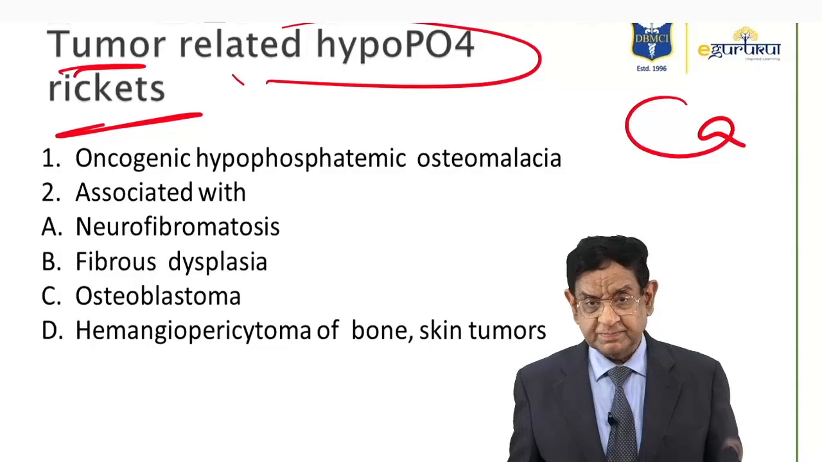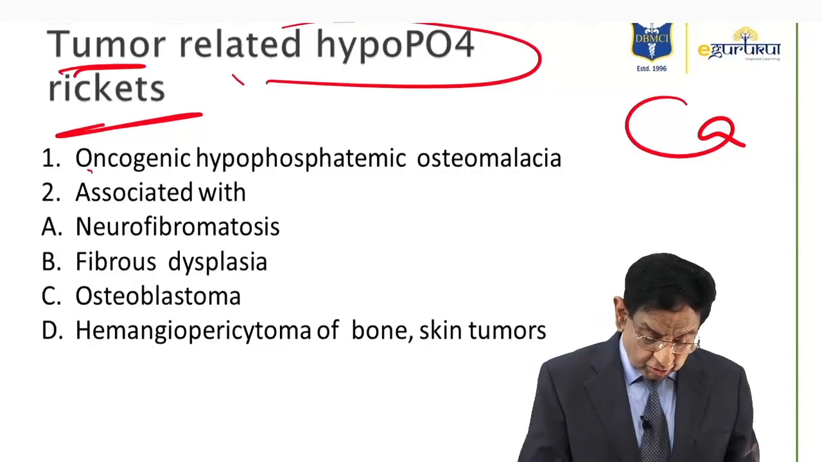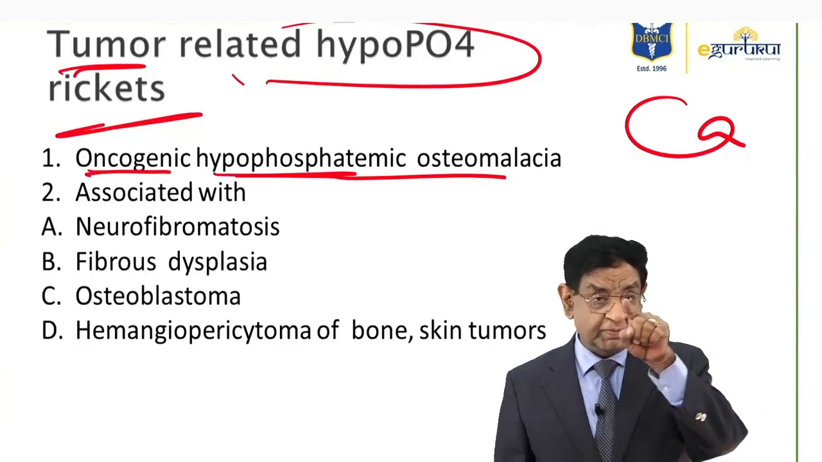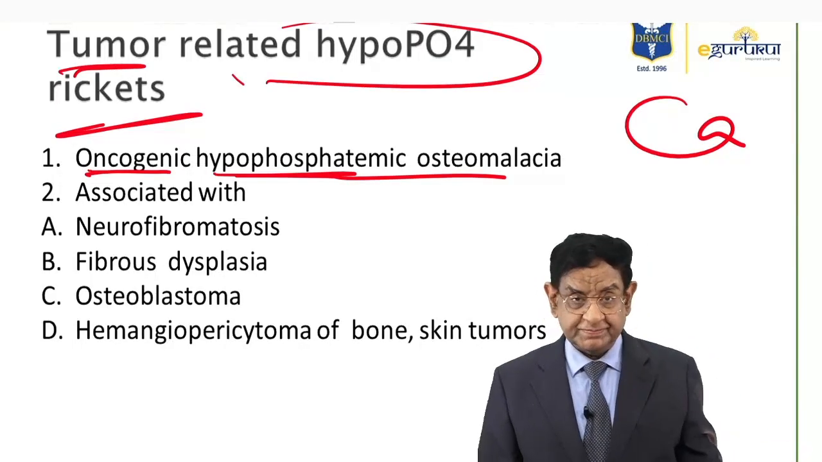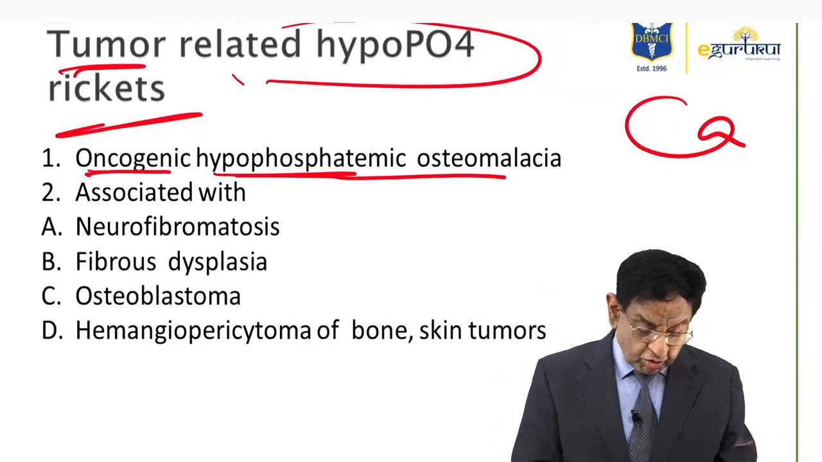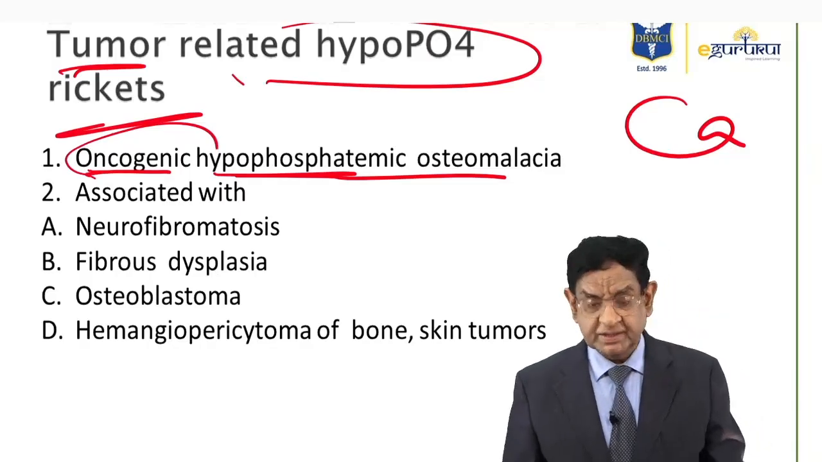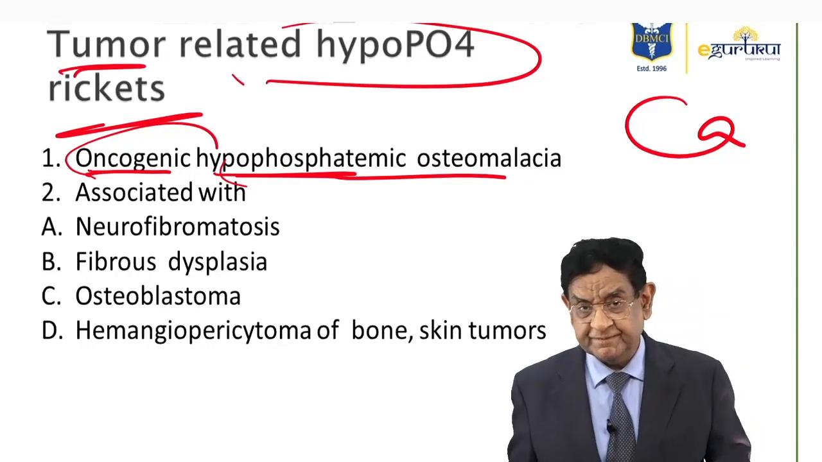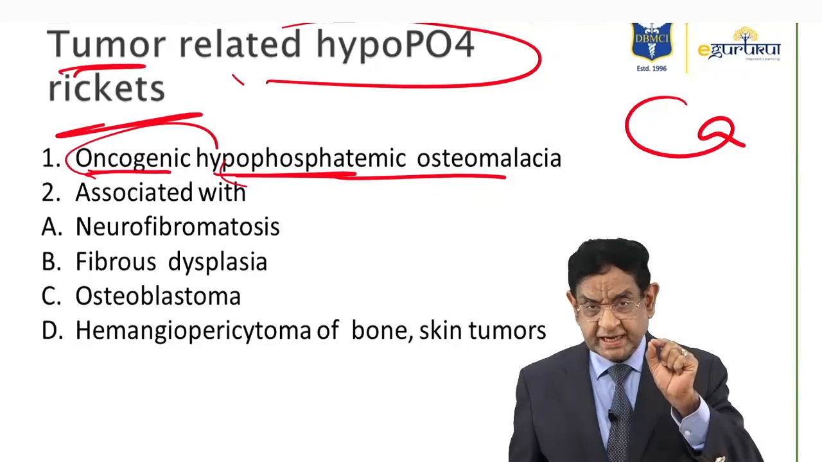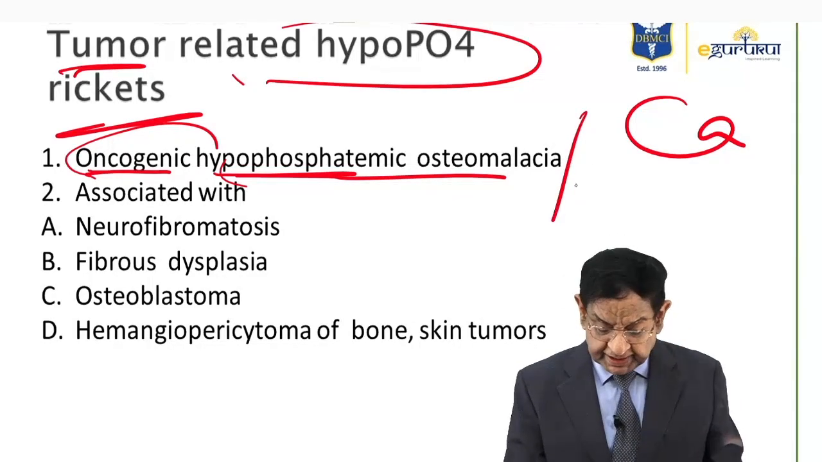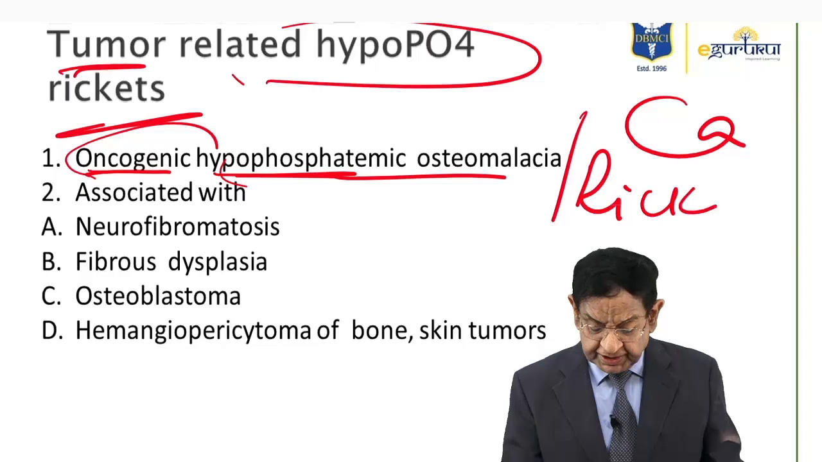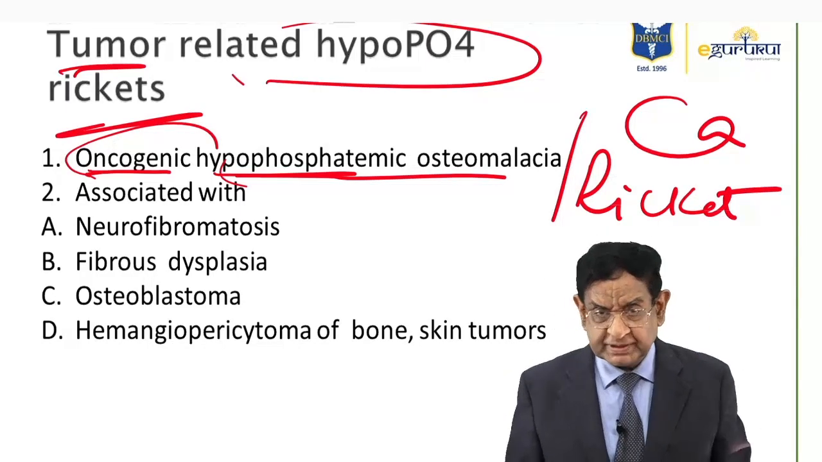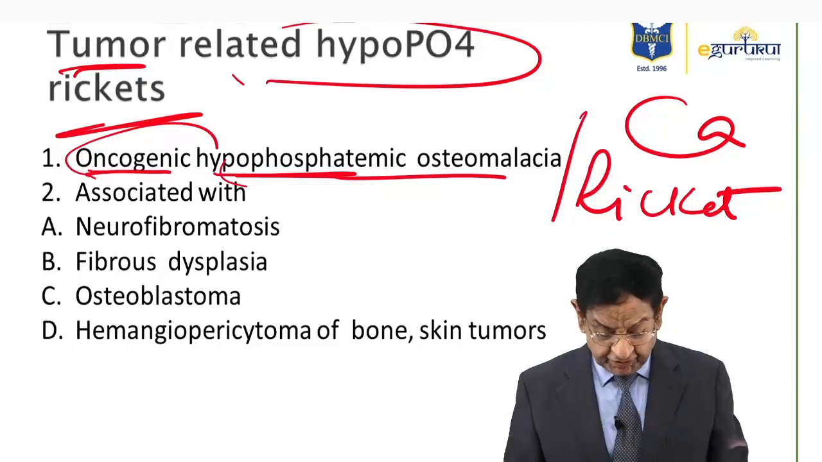Okay, tumor. So this will lead to oncogenic hypophosphatemic osteomalacia or rickets, depending on. Oncogenic because it's a tumor. It is causing loss of phosphate in the urine. So it's oncogenic hypophosphatemia, osteomalacia or rickets, depending on whether it is occurring in a child or in an adult. In both cases, it can lead to hypophosphatemia.